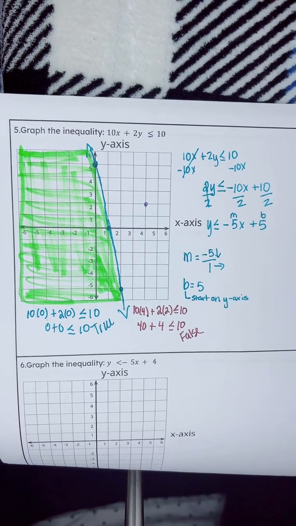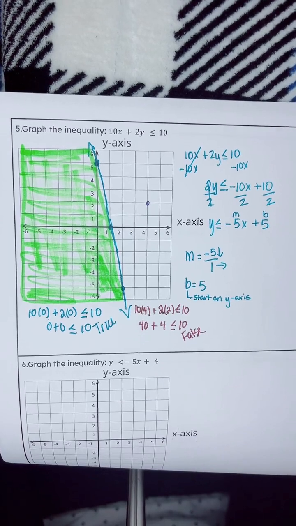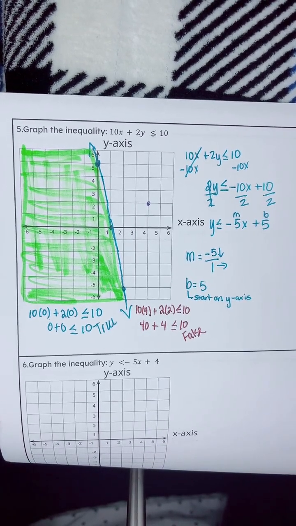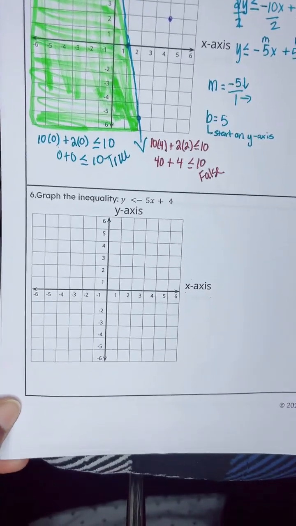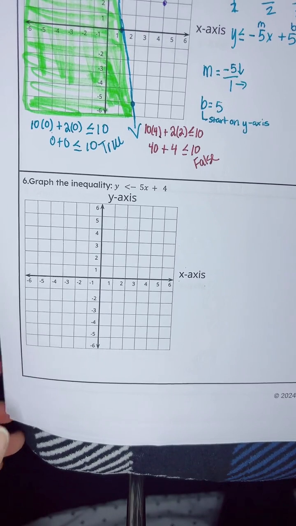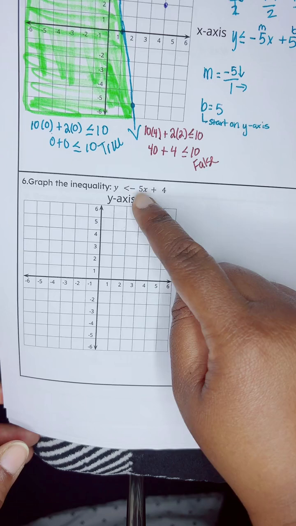Oh, okay. So somebody said, Bree said, if the sign was greater than or equal to, then we would shade the top, and we can test the same. Yes. You're lost and you're confused on the shading part? Yeah, let's do another one. Let's do number 6. So they already have it in y is less than negative 5x.